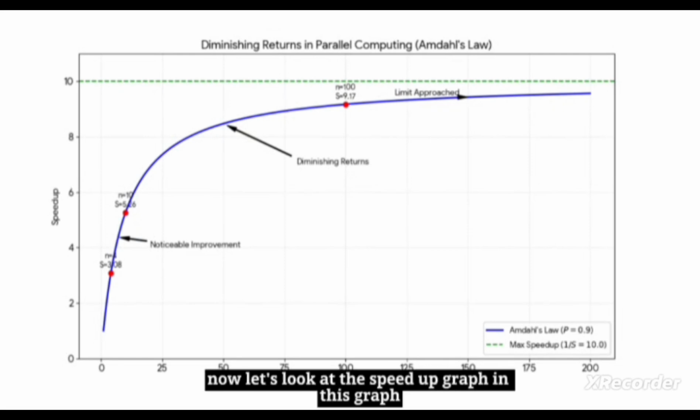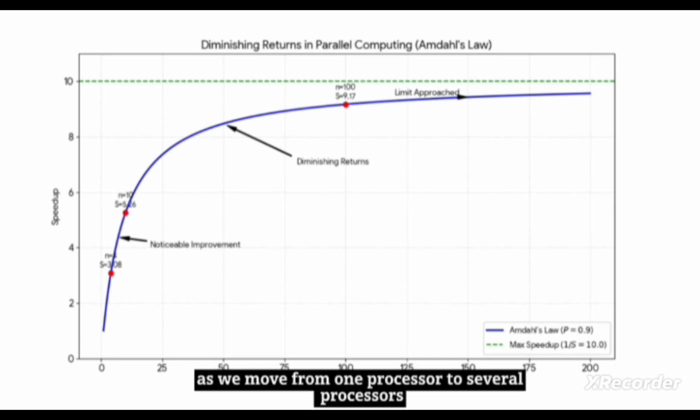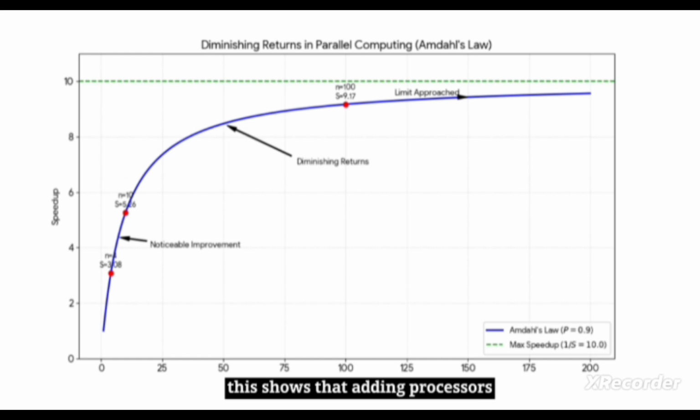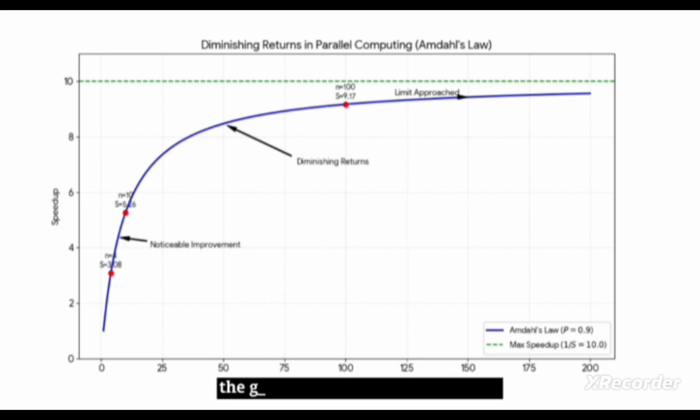Now let's look at the speed up graph. In this graph, the horizontal axis represents the number of processors, while the vertical axis represents the performance improvement. At the beginning, the graph rises sharply as we move from one processor to several processors. This shows that adding processors initially provides significant improvement. However, as the number of processors continues to increase, the graph gradually starts to flatten.